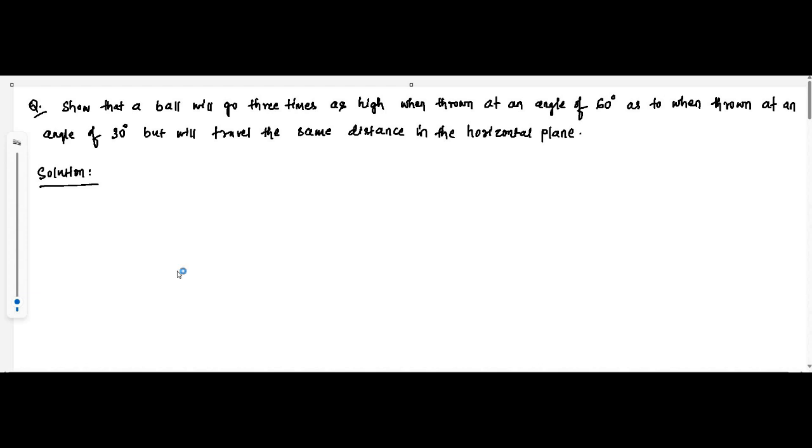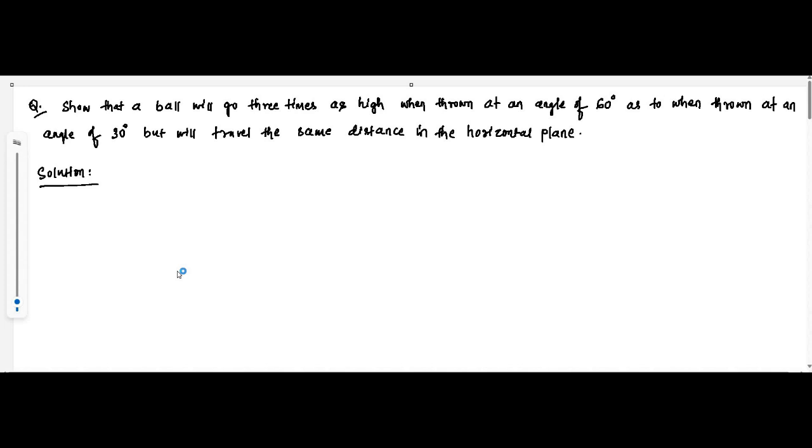So here is another question on projectile motion with angular projection. It is given that show that a ball will go 3 times as high when thrown at an angle of 60 degree as when thrown at an angle of 30 degree. But in both the cases it will travel the same distance in the horizontal plane.